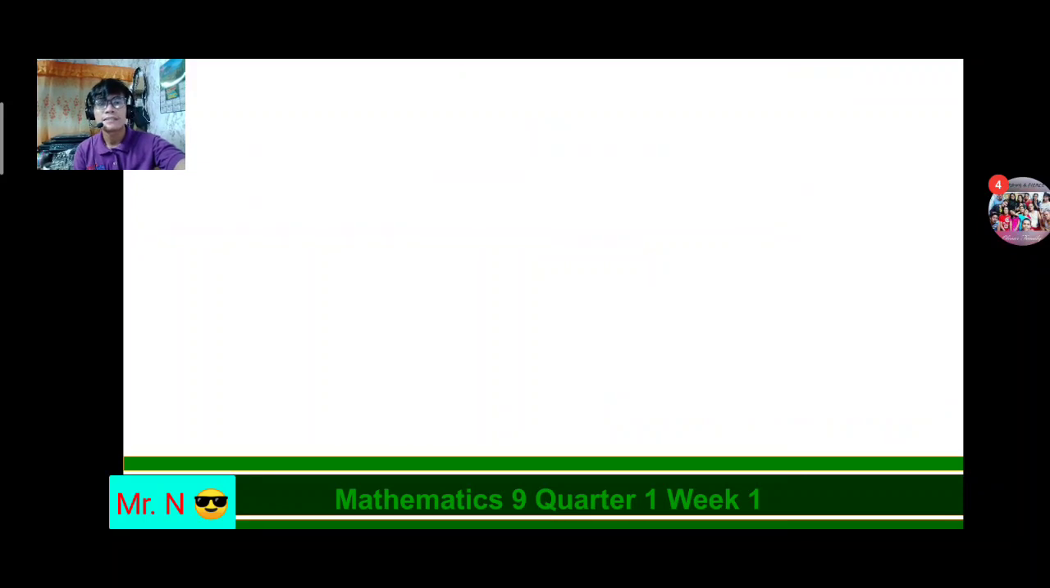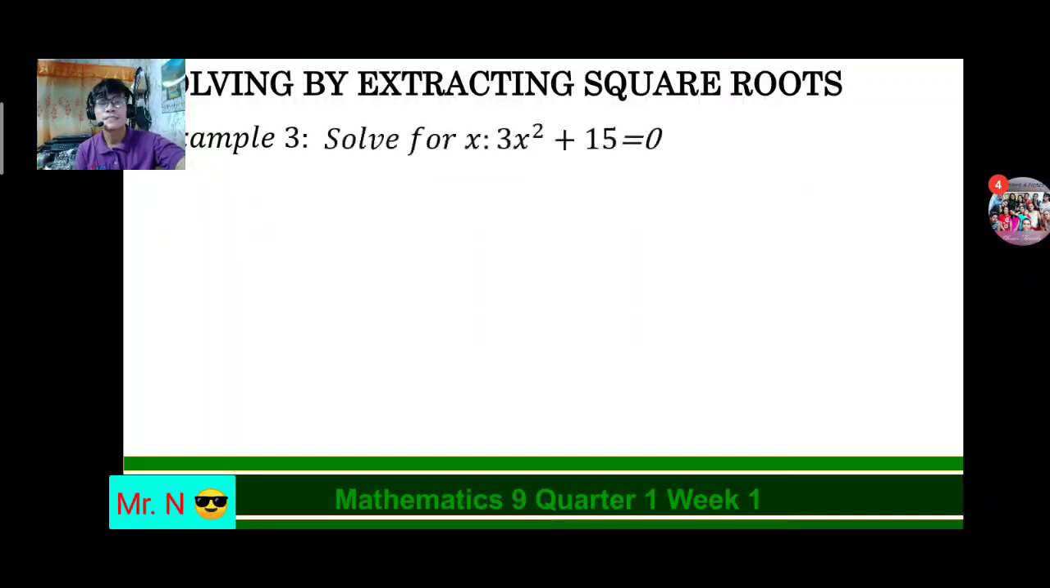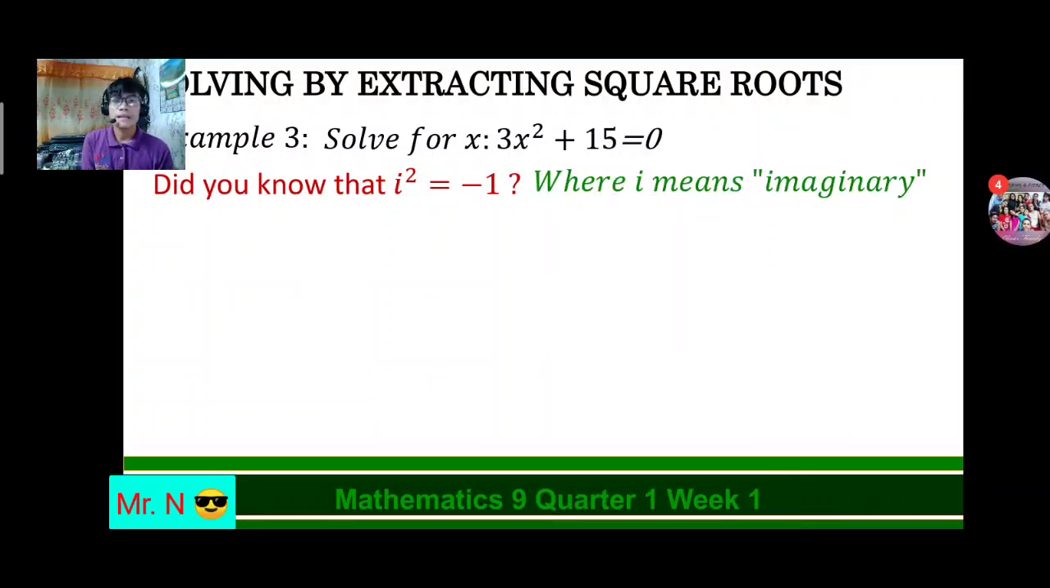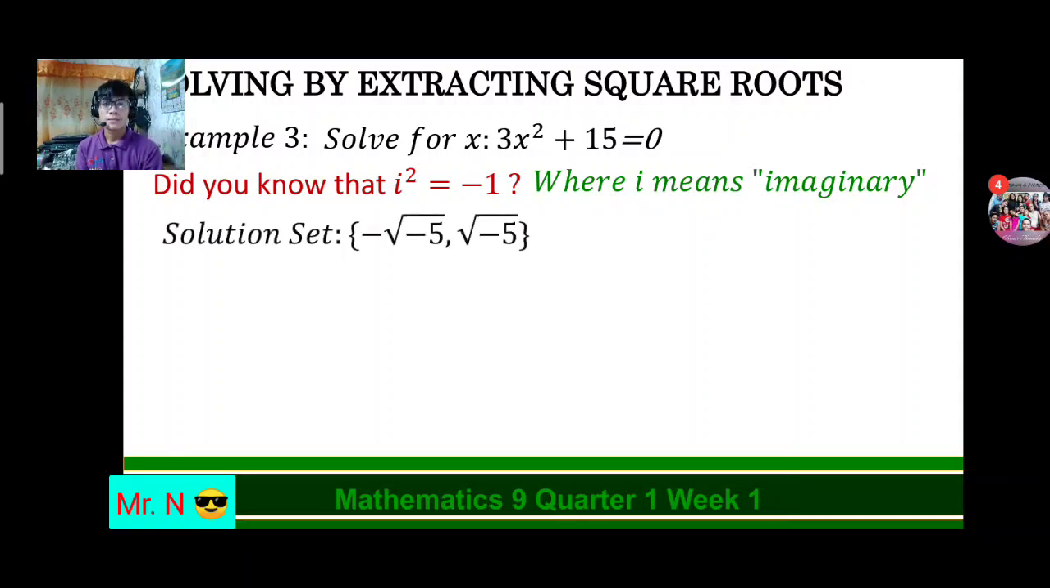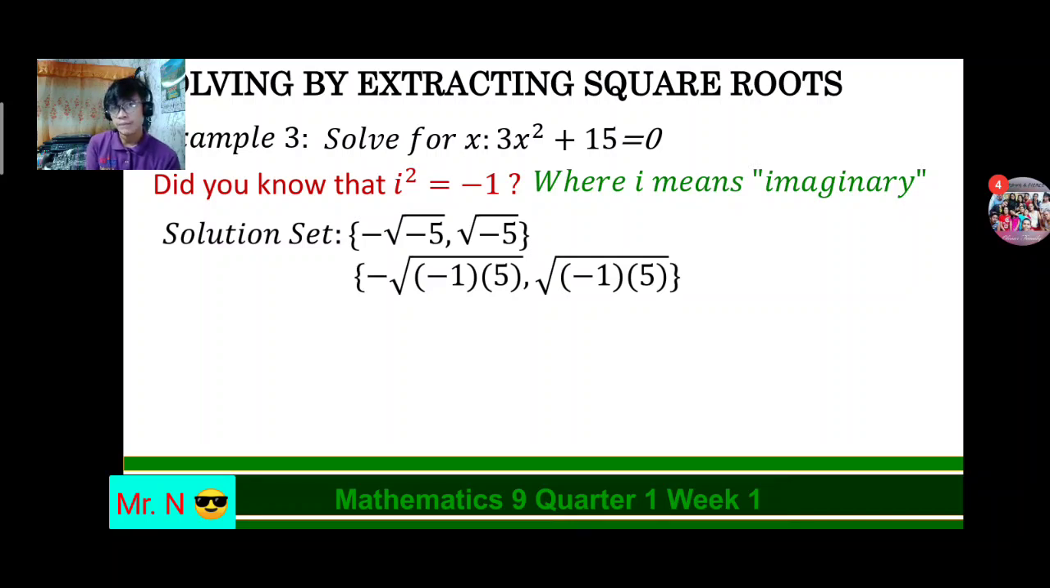Okay. So, once again, we have this given equation. And take note of this. Did you know that i squared is equals to negative 1? Oh, ngayon, alam nyo na. Wherein, i means imaginary. Imaginary number. Okay. So, we have the solution set, negative square root of negative 5, and square root of negative 5. So, gagawin natin, we can just simply factor it out, no? The negative 5. Ang factors niya ay negative 1 and 5. Tama? Negative 1 and 5.